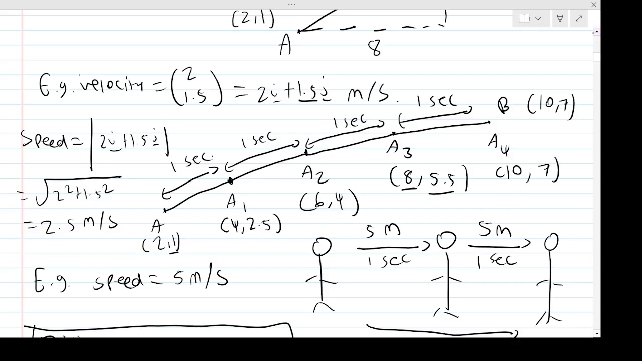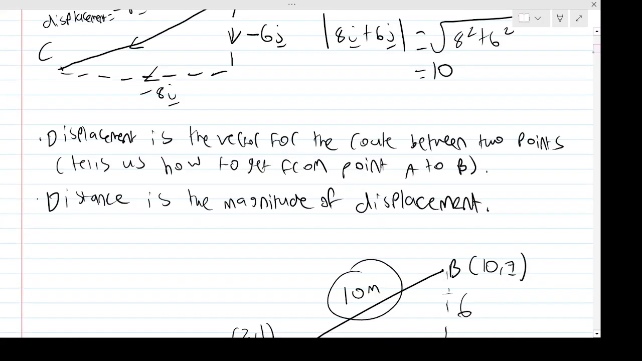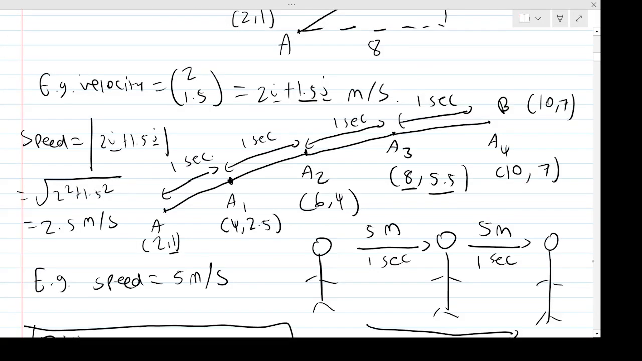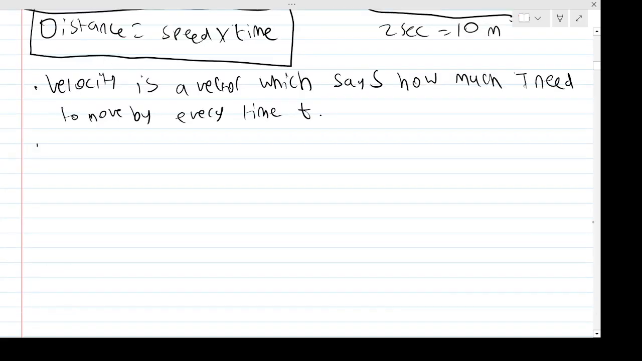And therefore, because that was 4 seconds, if we were then to do my speed times time, so 2.5 times 4 seconds, that indeed gets me 10 meters, which again, as we saw, is the overall distance. So we do get distance if we do speed times time here. So again, I will also add that the speed is the magnitude of velocity. And from now on, this is how I want to think about velocity, speed, distance and displacement.